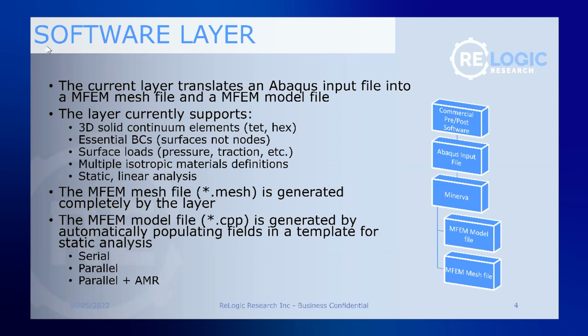And right now that automatically happens for serial, parallel, and parallel with adaptive mesh refinement, static linear analyses. So one can generate a model using any one of these pre-post software tools and output the Abaqus input file, and then the software layer converts that to the two files required to run MFEM.